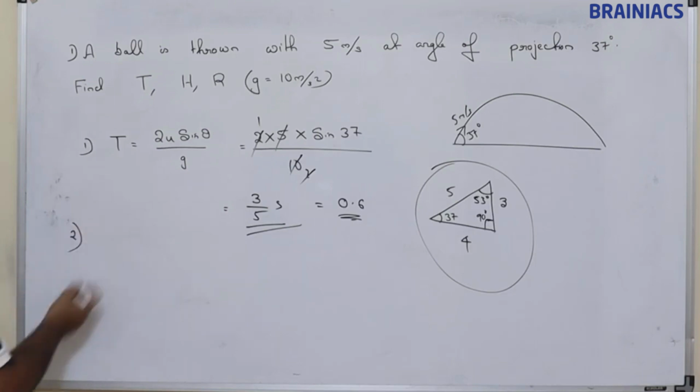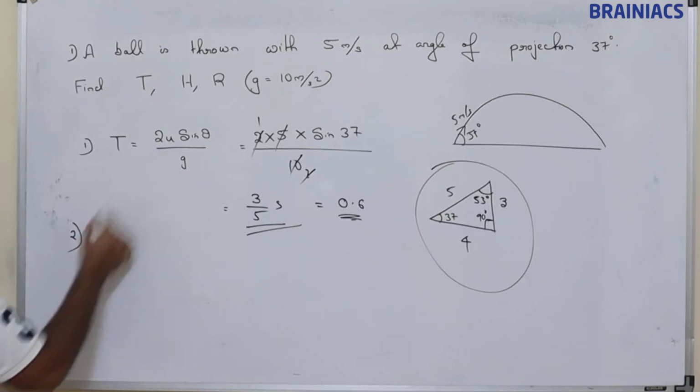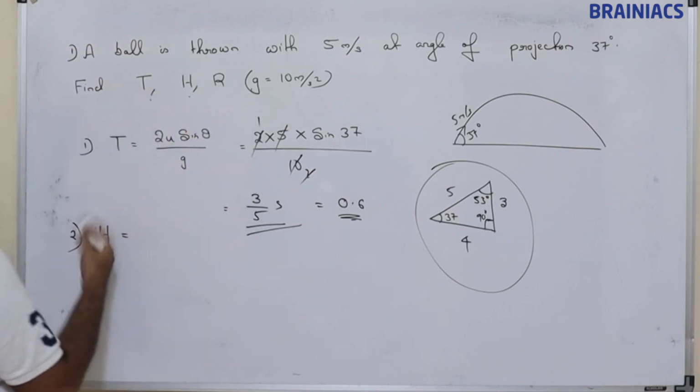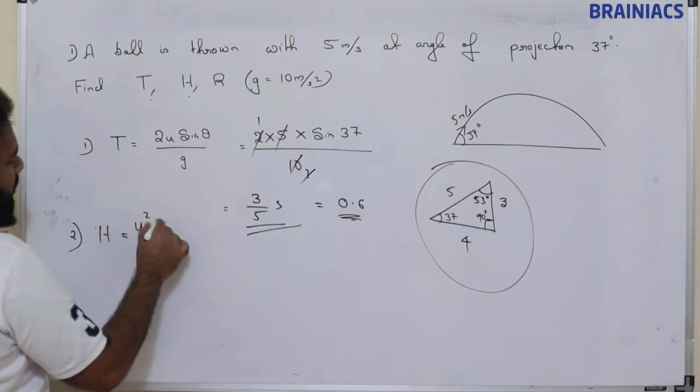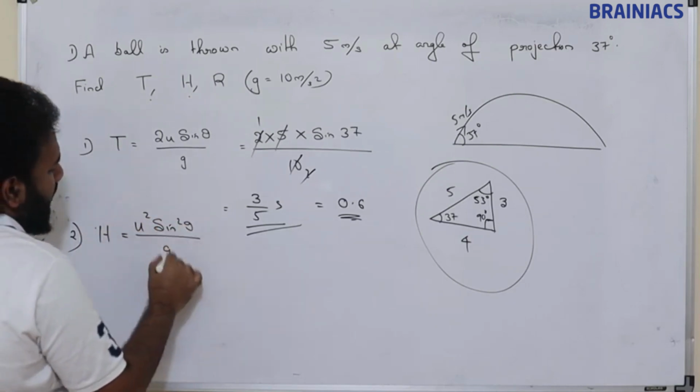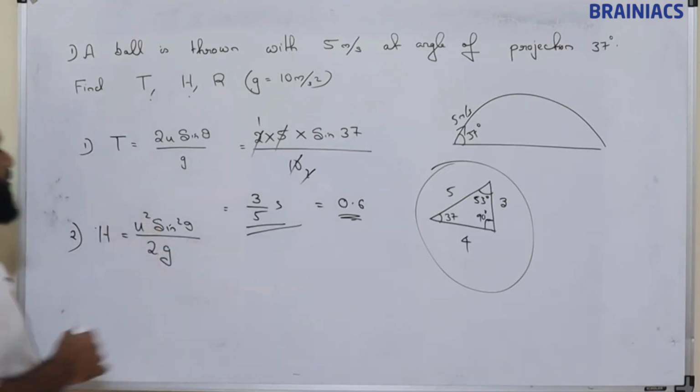Right. Now, after time of flight, maximum height. So maximum height is u square sin square theta divided by 2g.